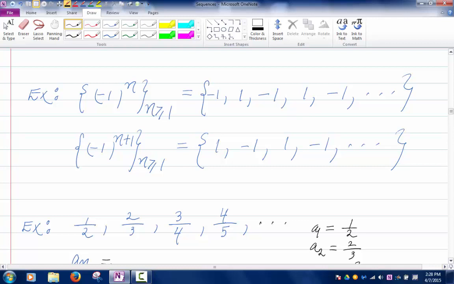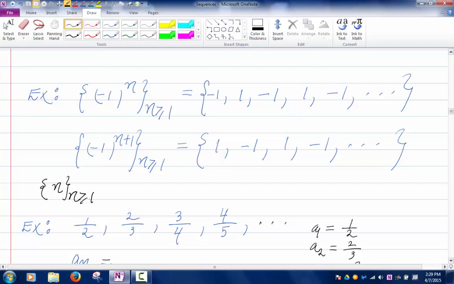Okay, so let's now think about the following question. Let's say I have a sequence which is n, and let's say n is greater than or equal to 1. What is this sequence? It's just 1, 2, 3, 4, 5, 6, and so on, right? This is the sequence of positive integers, right?